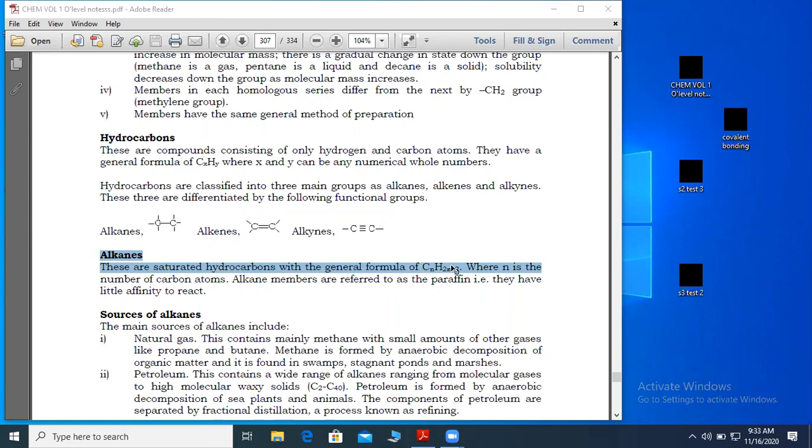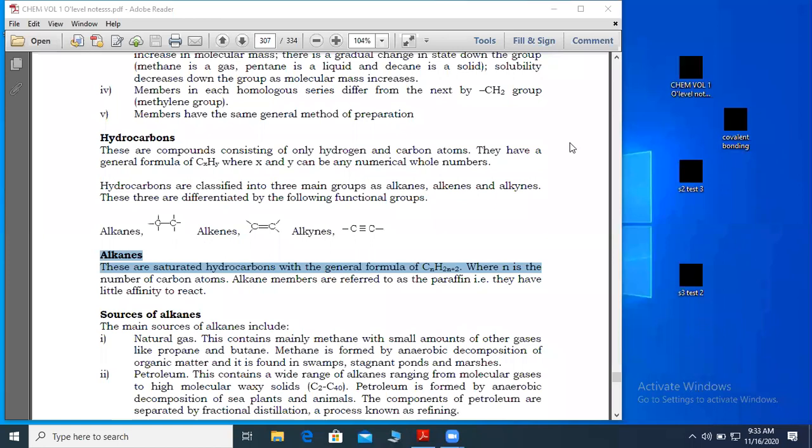So n is not 0 for alkanes. We have defined them as saturated hydrocarbons. They have the general formula CnH2n+2, where n is not 0. Or someone can define alkanes by saying these are saturated hydrocarbons which have a single bond between the carbon atoms.